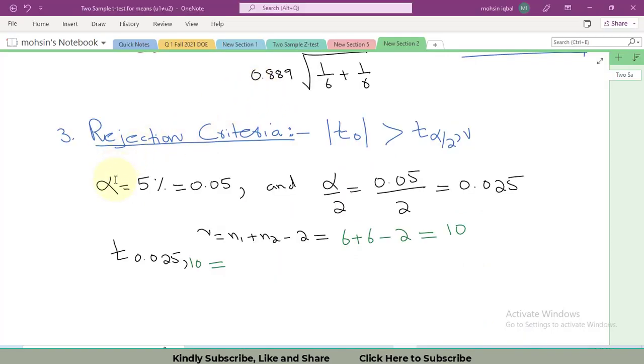I have taken alpha equal to 5% or 0.05, and because it's a two-tail test, we will divide this alpha by 2. So I got alpha by 2 equal to 0.025. V is N1 plus N2 minus 2. I have 6 observations for both of the samples, so 6 plus 6 minus 2 is equal to 10. So this is basically our critical value that we will have to look into the T distribution table in order to get our T critical.